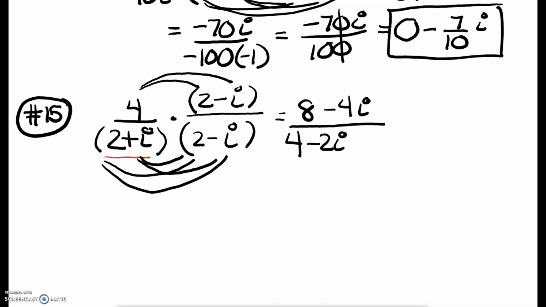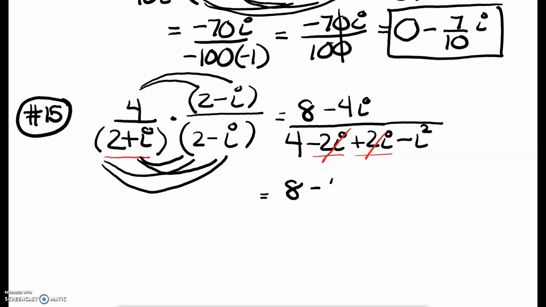And now I'm going to distribute my i. i times 2 is a positive 2i. And i times -i is -i squared. And if I did this right, my inside terms should reduce out to 0, and they do. So now what do I have in my numerator?